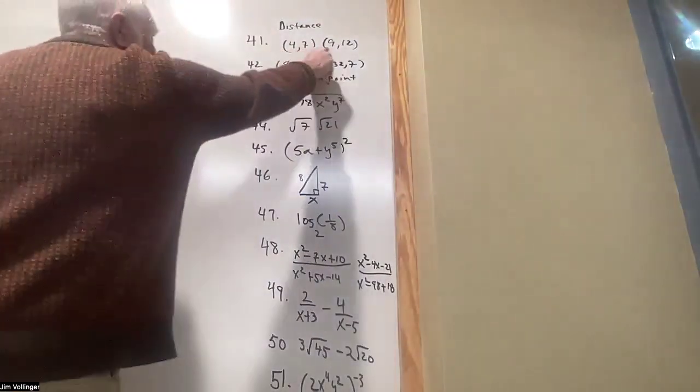Last problems over here. Whoa, 10 problems, 11 problems. Can I get it done? Oh, I hope so. Got my trusty chair. All right, last problem. Distance from (4,7) to (9,12).